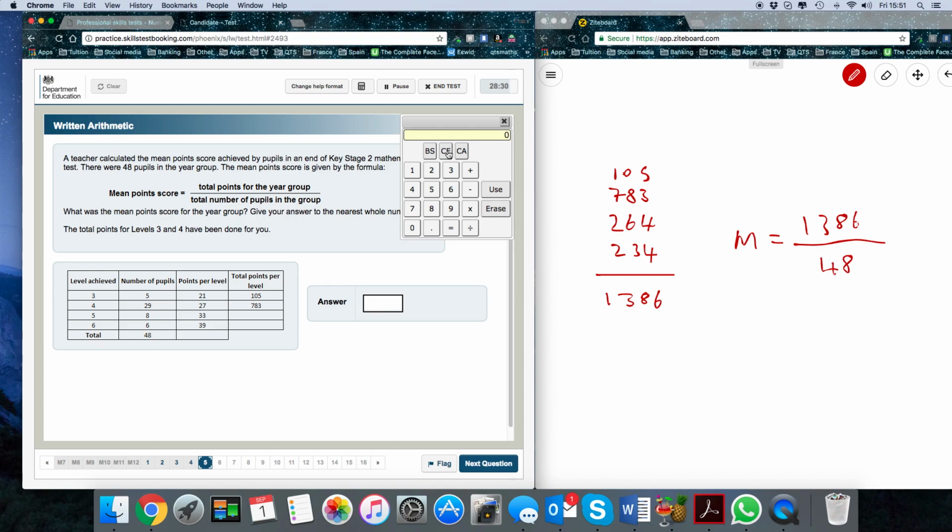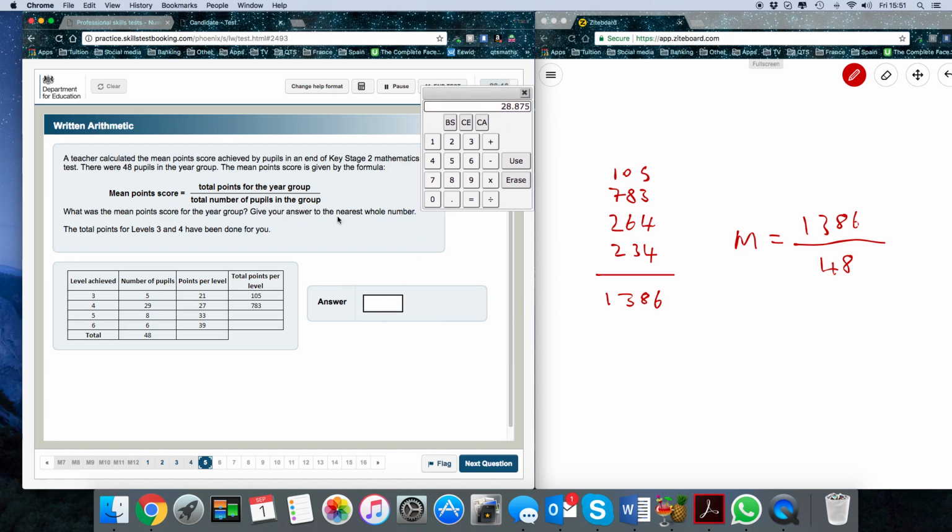So, clear the calculator. We've got a nice simple formula, 1386 divided by 48. If you consistently get the numbers around the wrong way when you're doing this, you're not reading the formula very well and reading the words. You must read the words carefully and get the numbers around the right way. Now again, if I just move the calculator, it does ask us to round this to the nearest whole number. Hopefully that's obvious that it's 29.